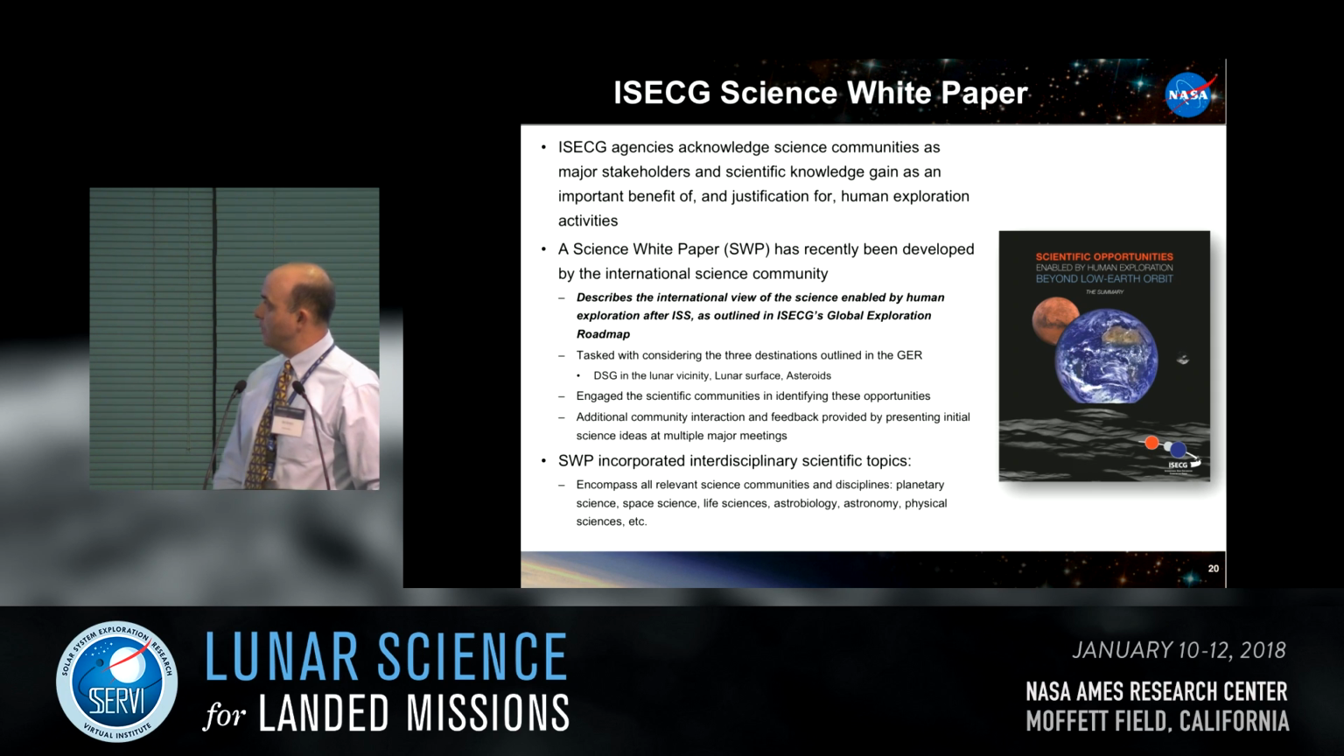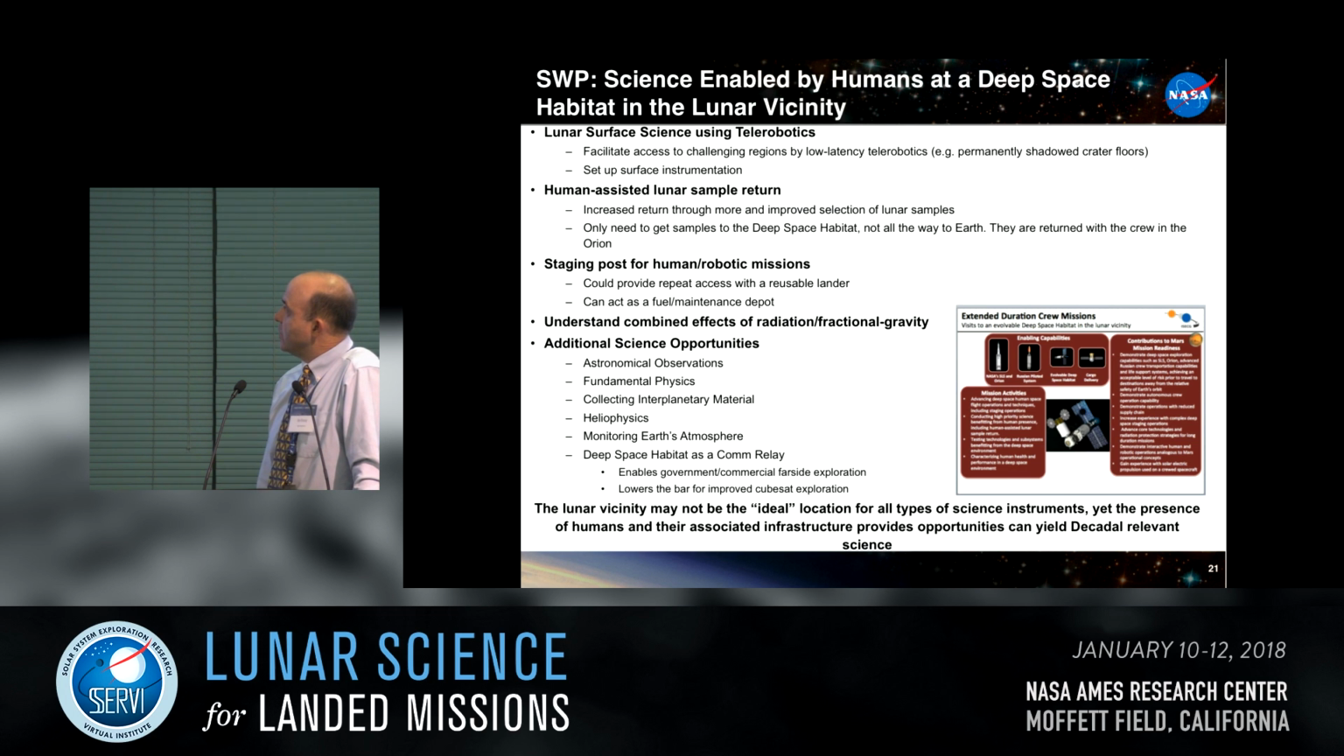Okay, so the last part, I want to talk about some of the other ISECG activities. Several of us in this room have worked on a science white paper whose role was to look at those 3 reference missions and basically outline high-level science that would be enabled by sending humans to these locations. The only one I'm going to show highlights from is the science enabled by humans at a deep space habitat in the lunar vicinity, which obviously now in NASA speak gets referred to as the Deep Space Gateway.